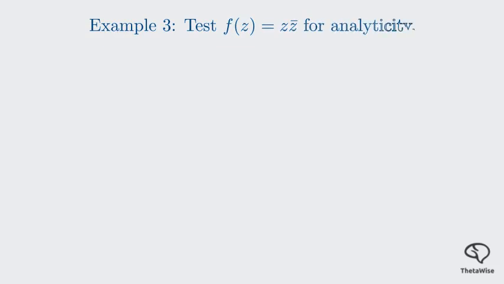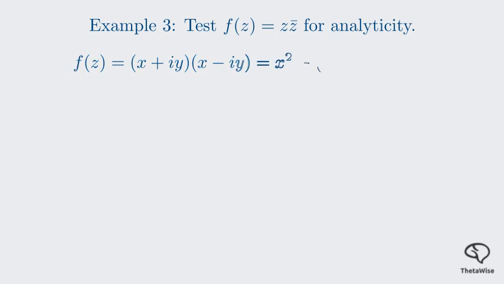Okay, one last example for the Cauchy-Riemann equations. This one is a little trickier. Consider the function f of z equals the product of z and the conjugate of z. We might be tempted to say it's not analytic because we know z bar isn't. But let's work it out carefully. First, let's simplify the function. z times z bar is x plus i y times x minus i y.